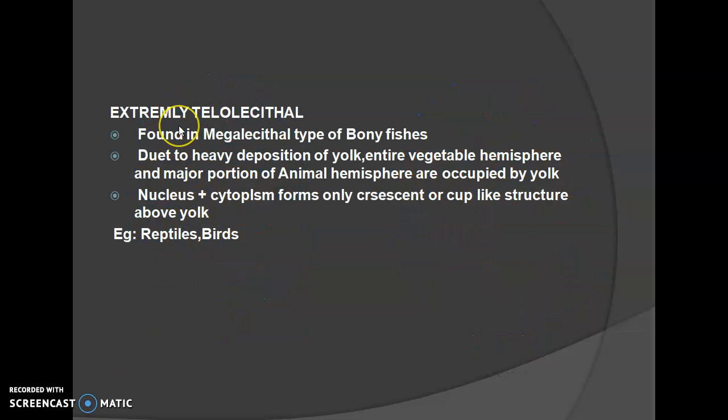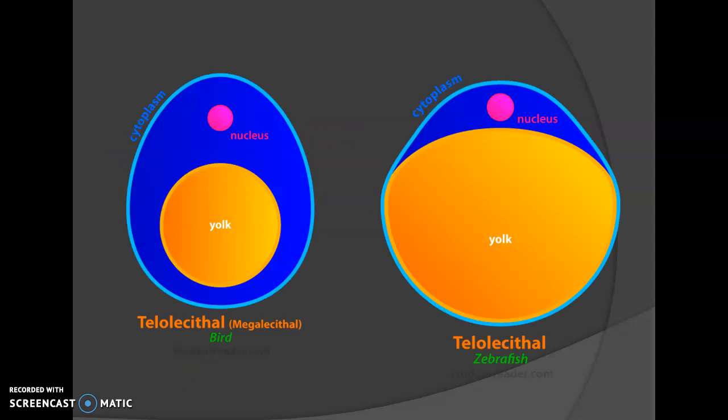Okay, the next type is called the extremely telolecithal type of egg. Extremely telolecithal in the sense that this is generally found in macrolecithal type of egg. Here you can see that with the heavy deposition of yolk, the entire vegetal hemisphere and most of the animal hemisphere are occupied by the yolk. Here you can see that this is the condition, extremely telolecithal. The vegetal hemisphere is already occupied by yolk, but this yolk is also covering the animal pole.